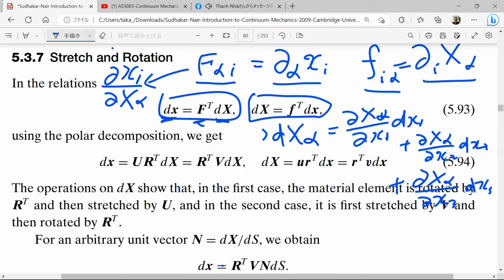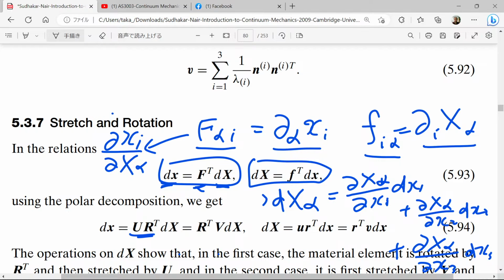Okay. Using the polar decomposition, we get F transpose was actually this. Do you remember this? F transpose?